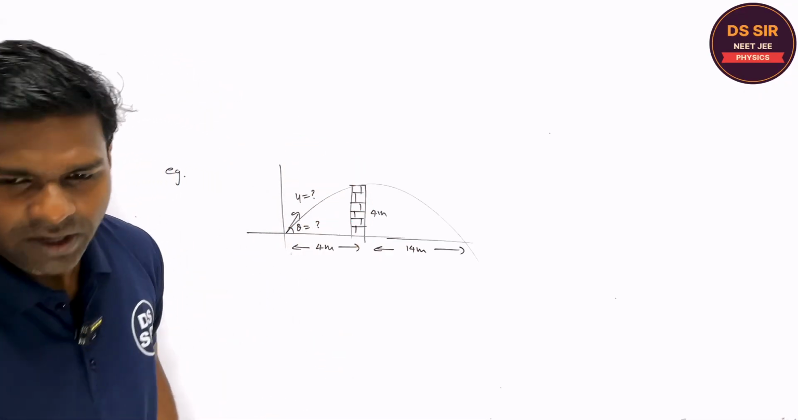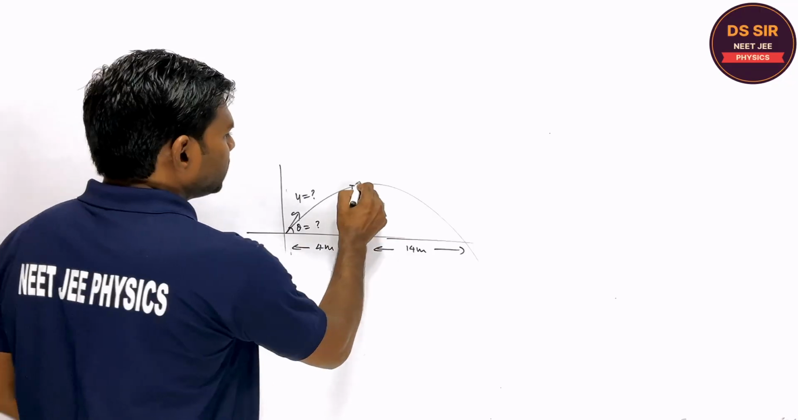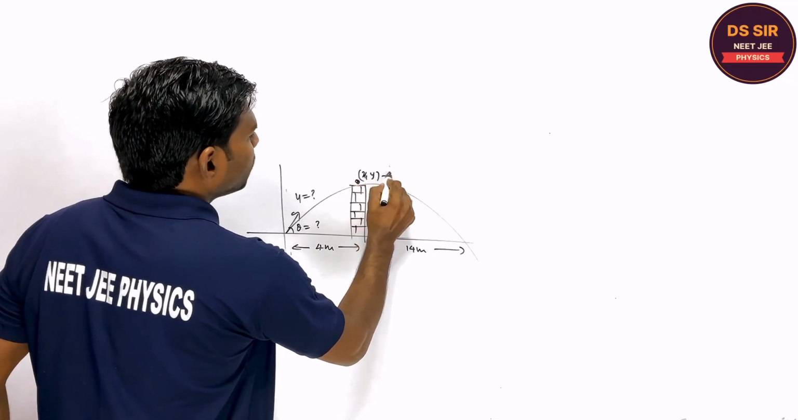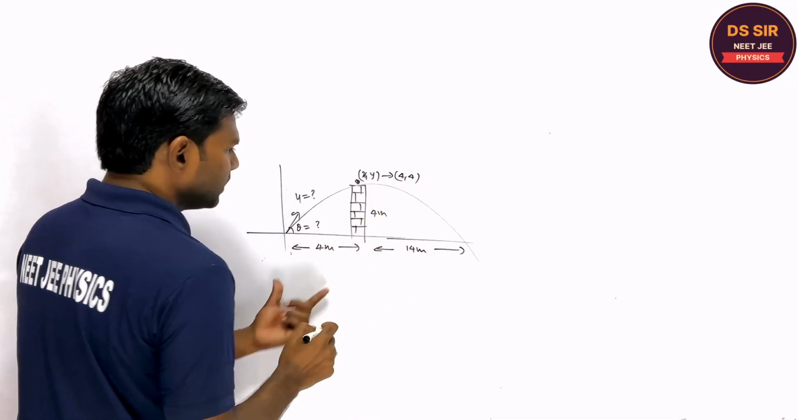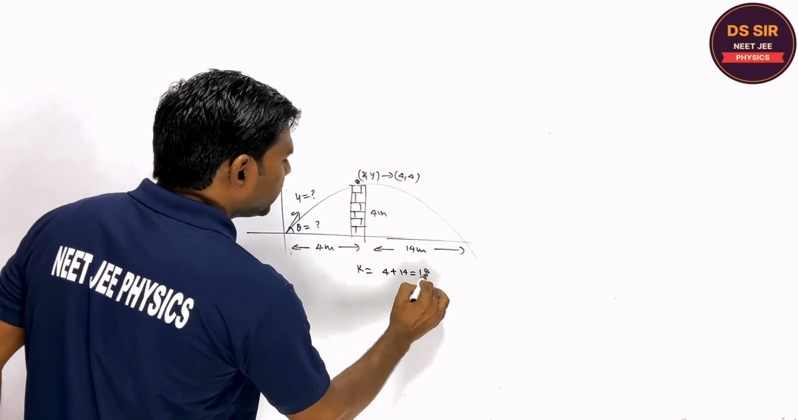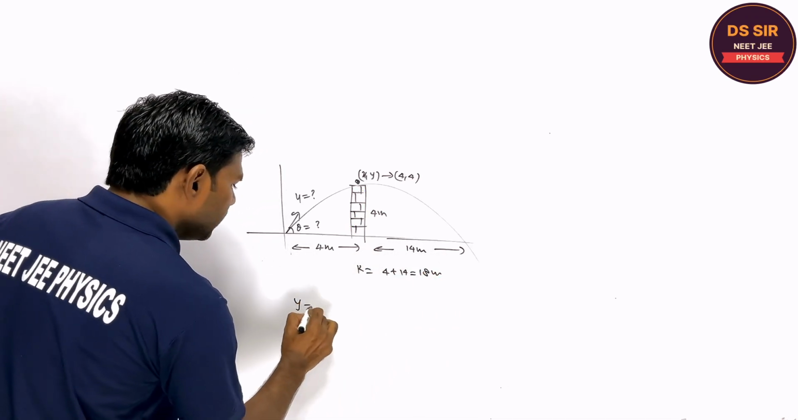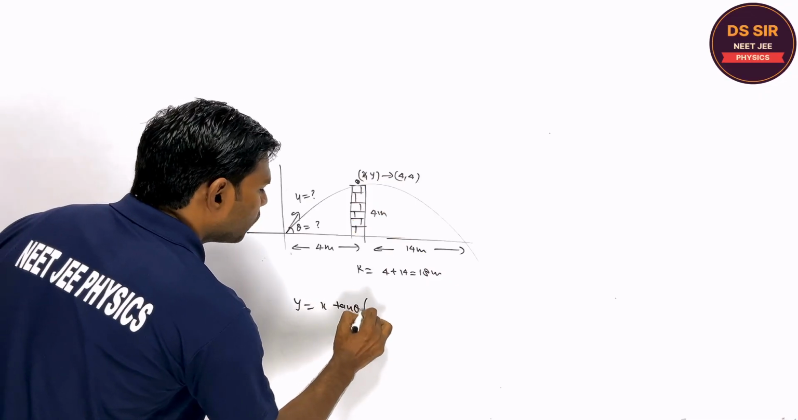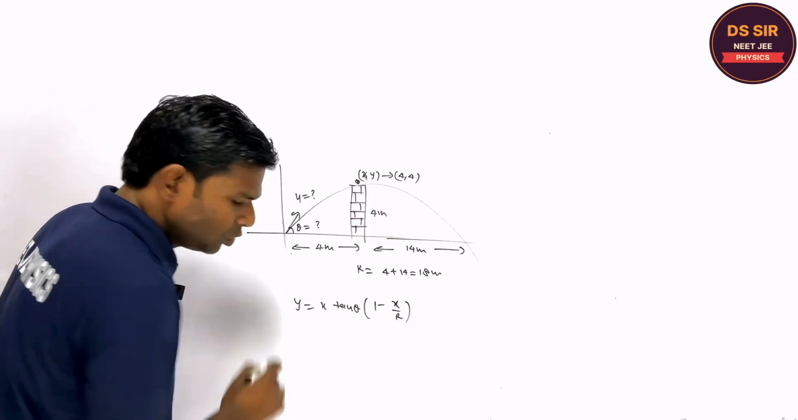I think you are very well aware of how to solve this. The coordinates are x, y: 4, 4. Fine. And the range is what? 4 plus 14 is equal to 18 meter. So I will definitely use this equation. You can take your time and solve this.